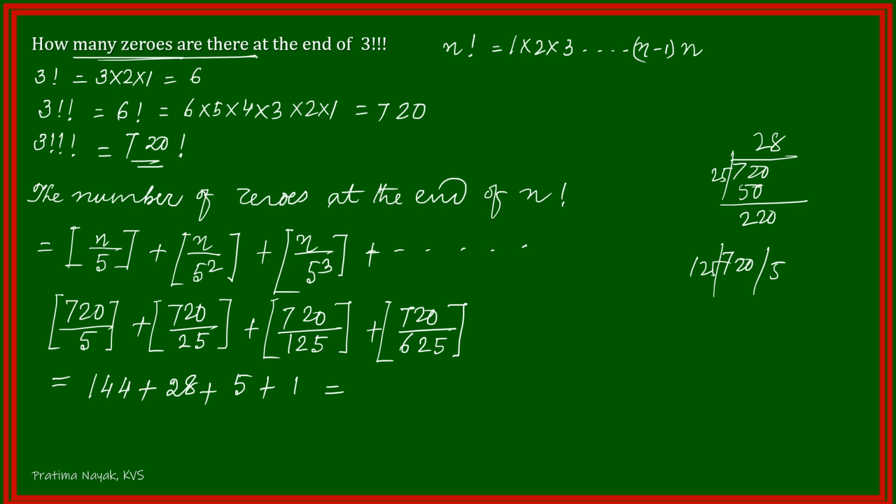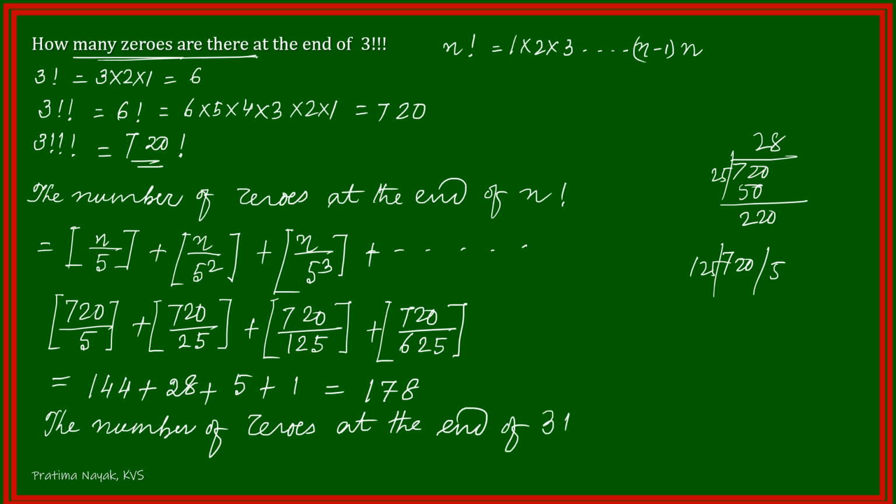So now add them: 144, 28, 5, 1. So let us write the statement. The number of zeros at the end of 3 factorial, factorial, factorial is 178.